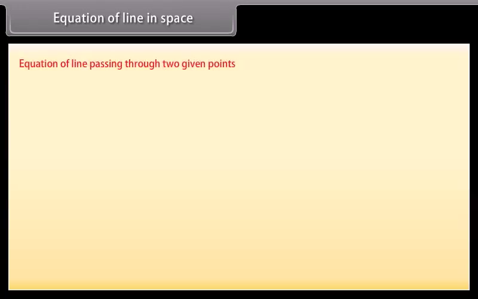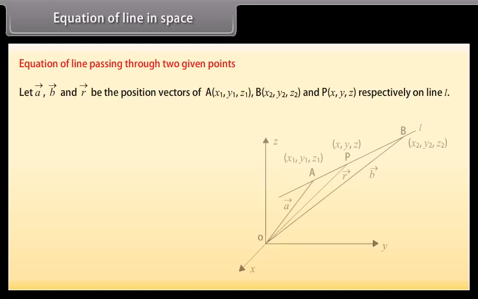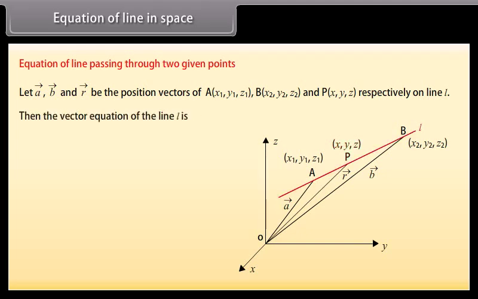Equation of line in space. Equation of line passing through two given points. Let vectors a, b and r be the position vectors of A (x1, y1, z1), B (x2, y2, z2) and P (x, y, z) respectively on line L. Then the vector equation of the line L is vector r equals vector a plus lambda times vector b minus vector a, where lambda belongs to real numbers.